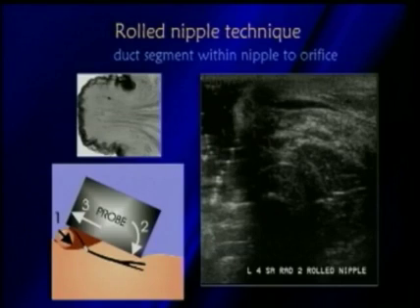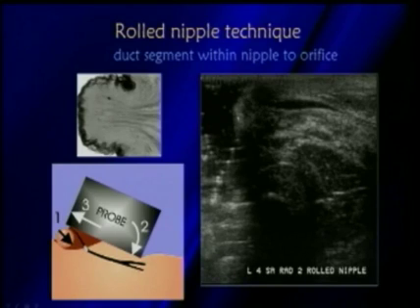The rolled nipple technique is very helpful for evaluating the ducts actually inside of the nipple. What you do is you take your index finger, lay it right up on the side of the patient's nipple, take your transducer, and roll the nipple up over your finger. In fact, on this image here, this is my index finger. This is the patient's nipple, and then you can see a normal duct extending all the way through to the very edge of the nipple.